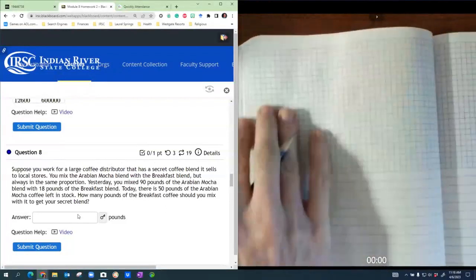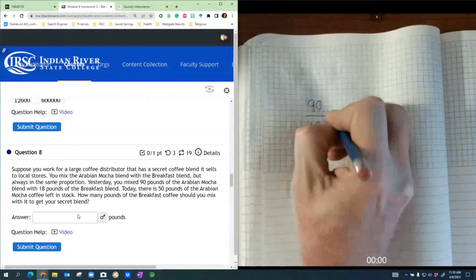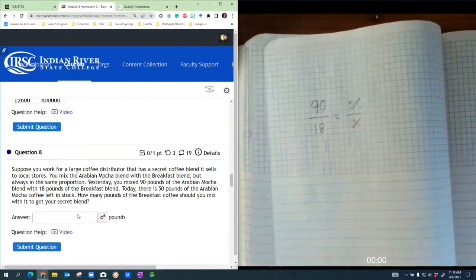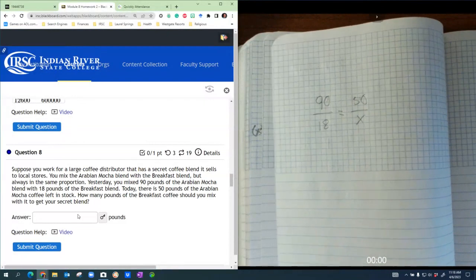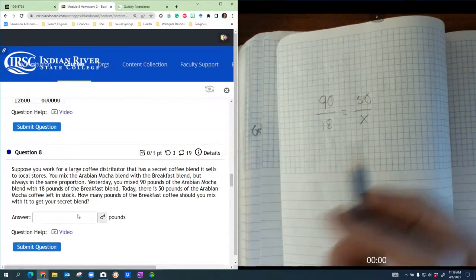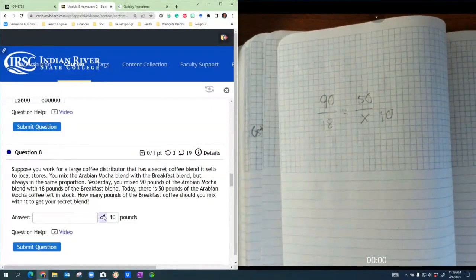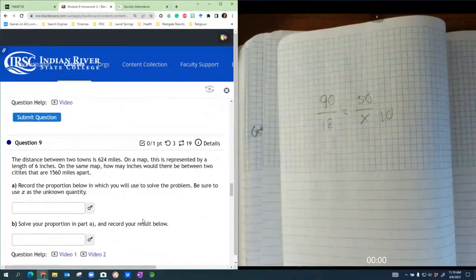Okay, that's so many words, but all you have to do is put 90 over 18 equals 50 pounds over X, and that's your answer. So it's the proportion. Just hit 50 times 18 divided by 90, and that would be 10. That's your answer, 10 pounds. So it's just proportions. All this entire time it's been nothing but proportions.